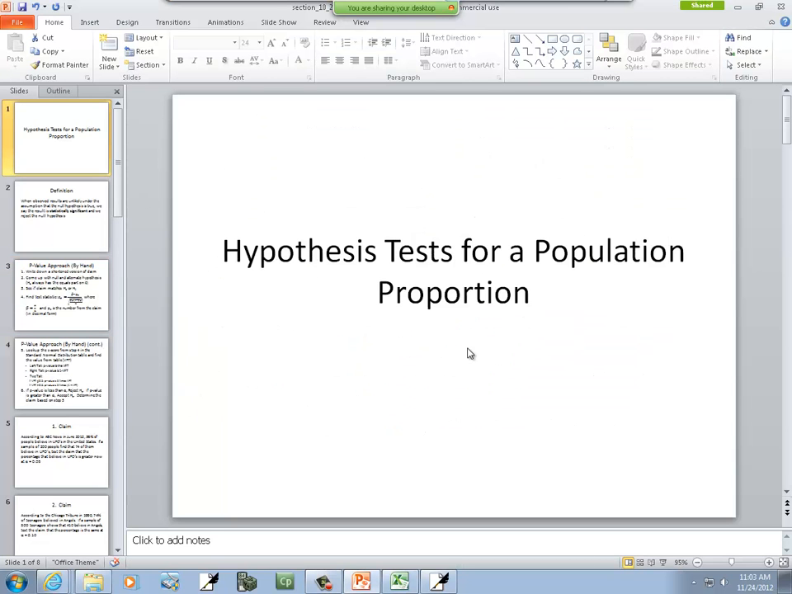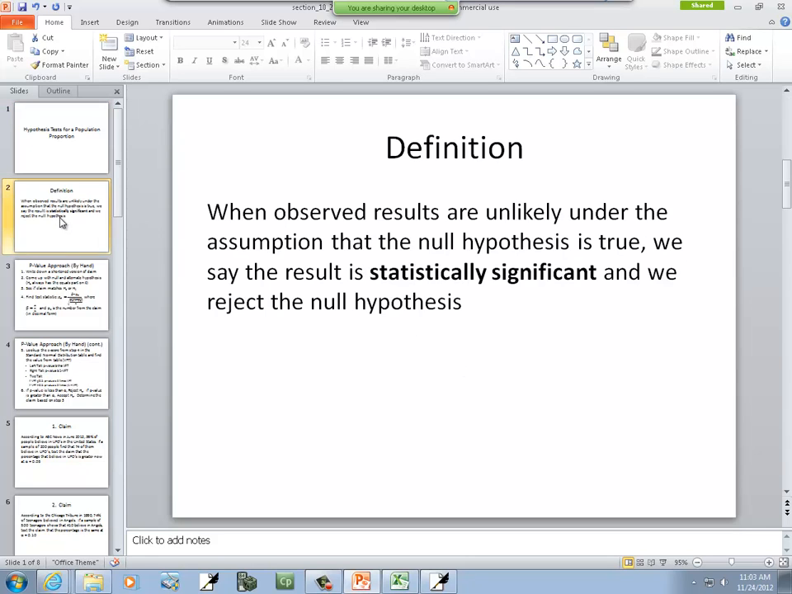Let's take a look at a hypothesis test for a population proportion using the p-value approach by hand. Definition: when observed results are unlikely under the assumption the null hypothesis is true, we say the result is statistically significant and we reject the null hypothesis.